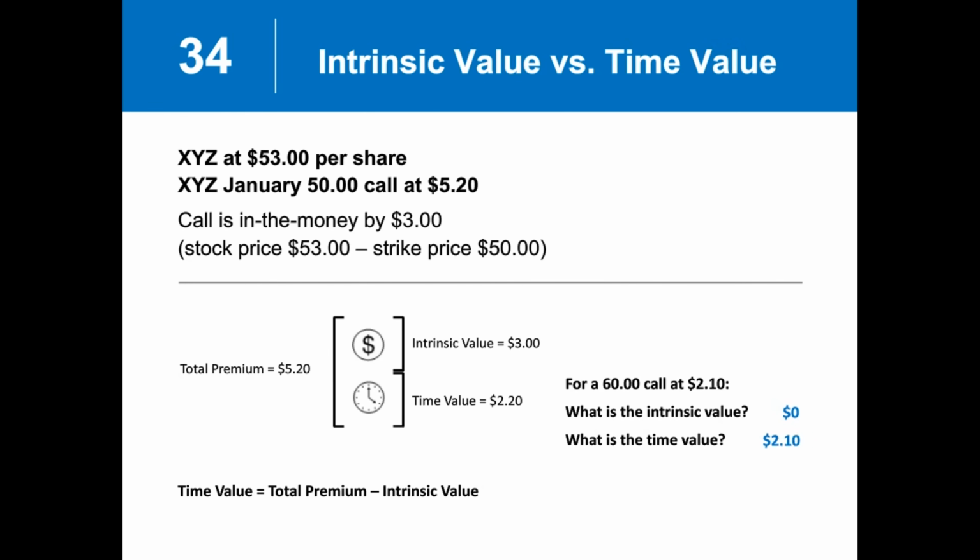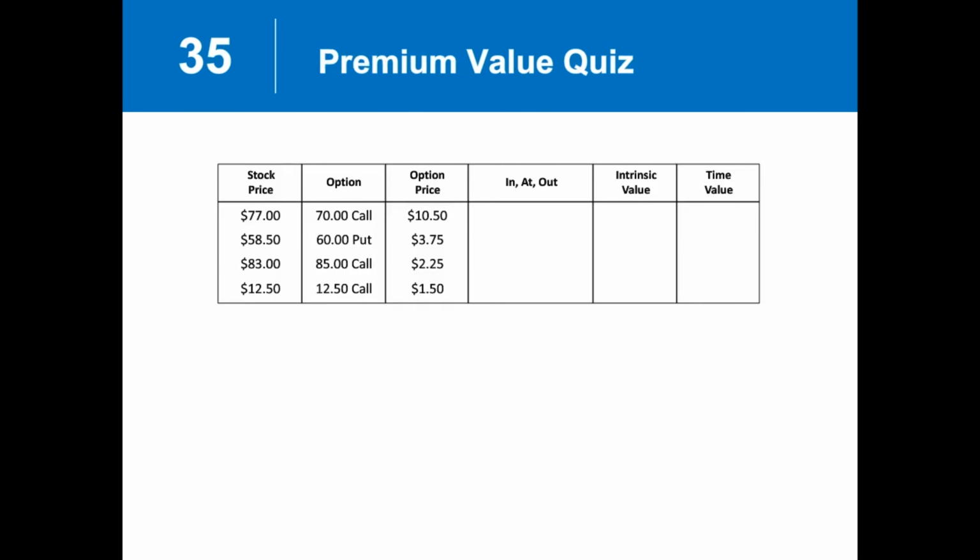Last quiz here before we get into Q&A. $77 stock, $70 call, cost us $10.50. In, at, or out of the money? In the money. We want to buy shares for 70 when they're trading 77. Absolutely. Intrinsic value, $7, right? We can buy stock for 70. It's trading 77. $7 of intrinsic value. Everything else is going to be the time value, 3.5.